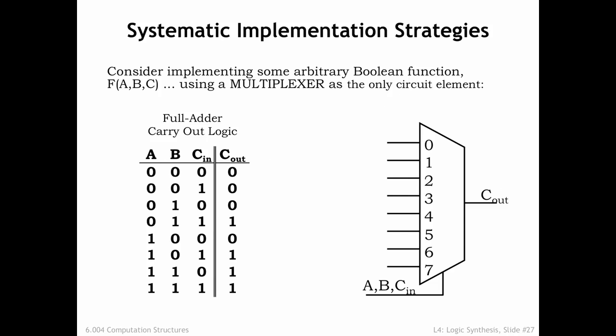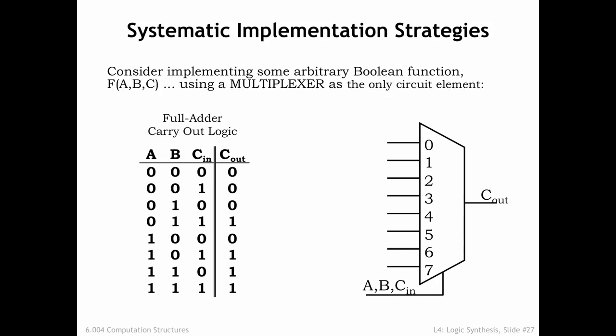Why are MUXes interesting? One answer is that they provide a very elegant and general way of implementing a logic function. Consider the 8-to-1 MUX shown on the right. The three inputs, A, B, and C in, are used as the three select signals for the MUX. Think of the three inputs as forming a 3-bit binary number. For example, when they're all 0, the MUX will select data input 0, and when they're all 1, the MUX will select data input 7, and so on.